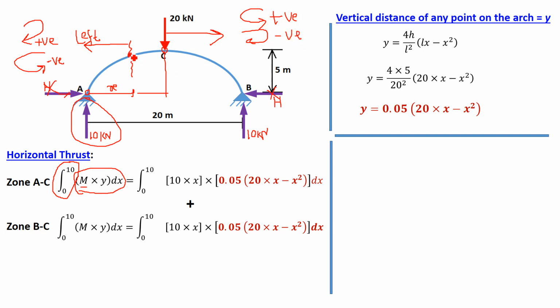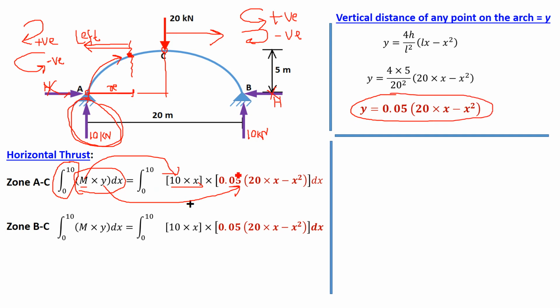Now coming to the point, we have taken a section here. On the left part of this section there is only one vertical force, 10 kilonewton. Its perpendicular distance is x, so the moment will be 10 into x. Since this moment is clockwise in nature, its sign will be positive. So this is the value of M. The value of y we already calculated here, so M into y is this. But the integration is not yet over, we have to add the second zone here.